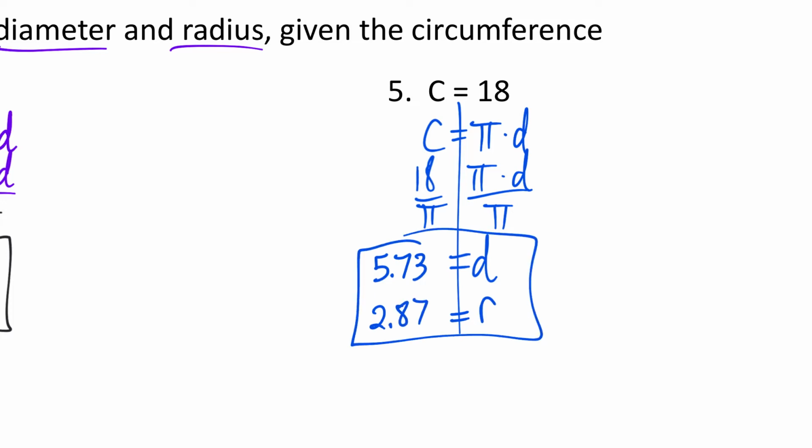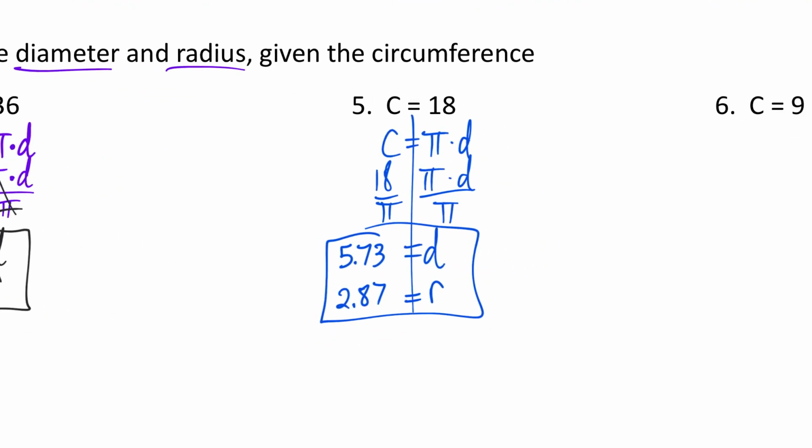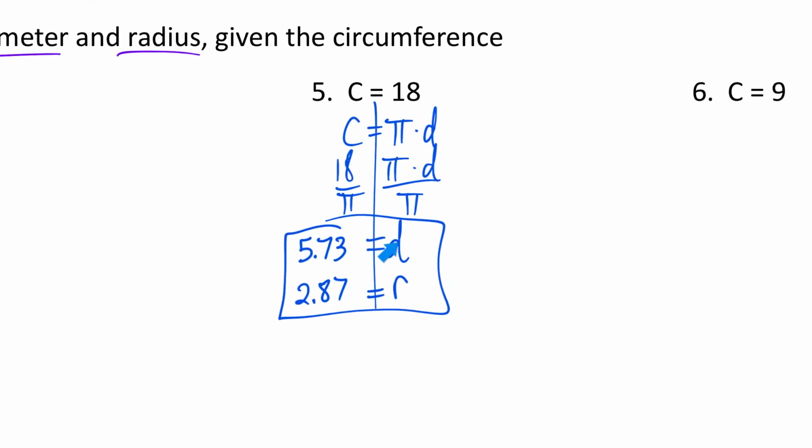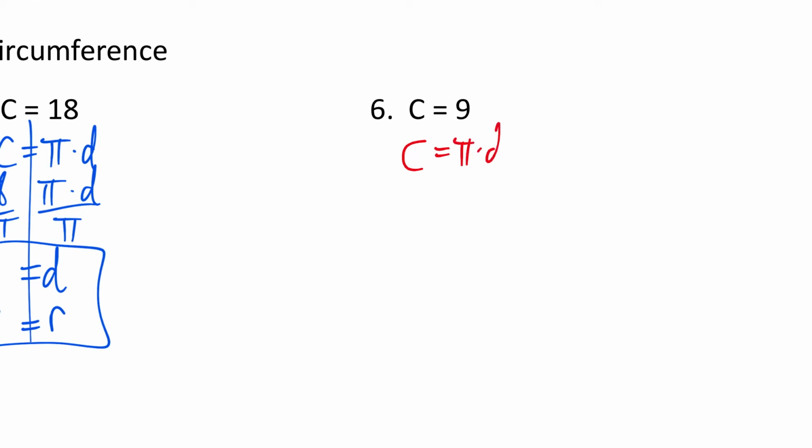2.87. And like, those are both the answer? Well, this one is the diameter, and this one's the radius. But like on the test, both of them will be the answer? Yes, we have to find the diameter and the radius. Yep. All right, and then on this one, C equals pi D divided by pi. And so, whoops, sorry. Should be a 9 there. Okay.